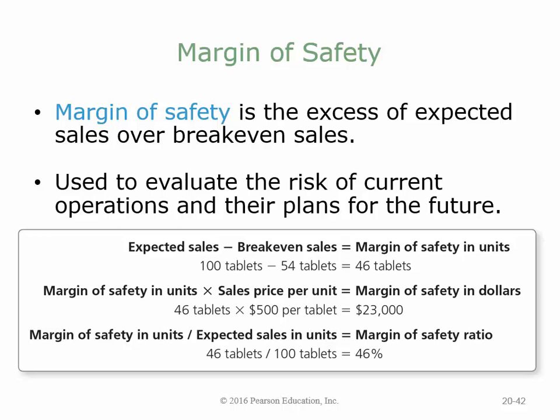We could also figure out our margin of safety in dollars, which is our margin of safety in units, times our sales price per unit, which is $23,000. In this case, we would know that we have a pretty good margin of safety, that our sales would have to be way off in order for us to not break even. That's a good place to be and to know where you're going to be. Finally, we can do our margin of safety ratio, which is our margin of safety in units divided by our expected sales in units. So it's 46%. So that's margin of safety.